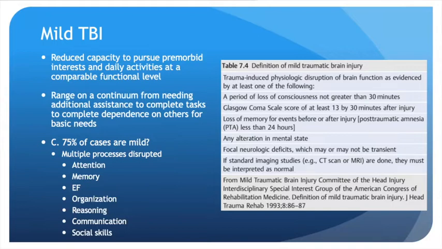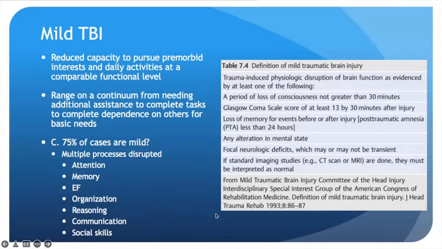And when we're dealing with mild TBI, there can be multiple processes that are disrupted. It's not just one process. So attention, memory, executive function, organization, reasoning, communication, social skills, all of these can in fact be disrupted in mild TBI. And here is a definition of mild TBI provided by your textbook.